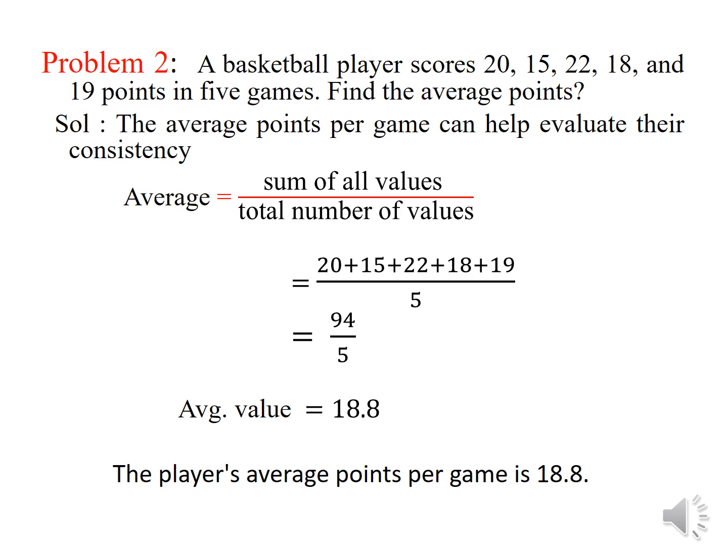So the average formula, we know, is the sum of all values divided by the total number of values. So add all the given points, 20 plus 15 plus 22 plus 18 plus 19, which is divided by the total number of points, which is 5. After adding all the 5 points, we got 94, which is divided by 5. After simplifying in the 5 table, we got 18.8. So finally, the player's average points per game is 18.8.